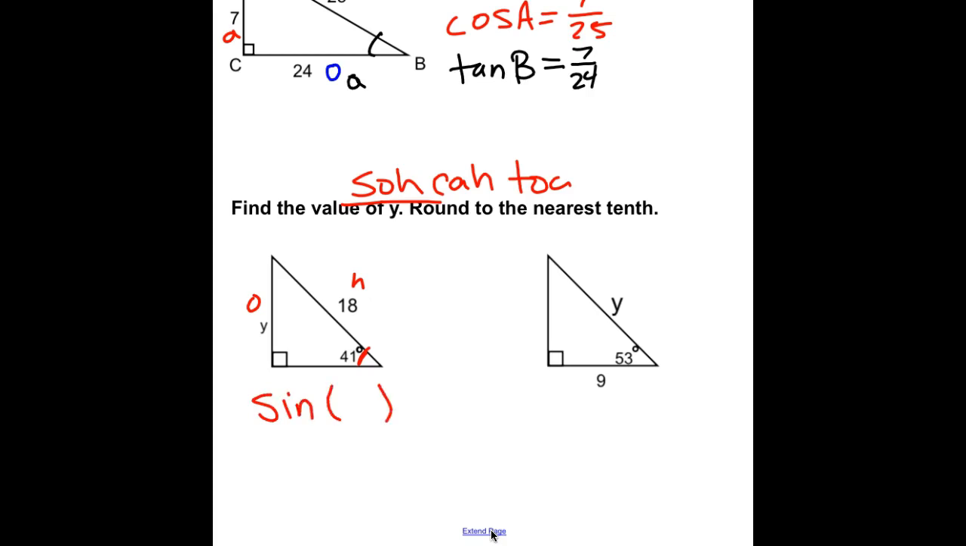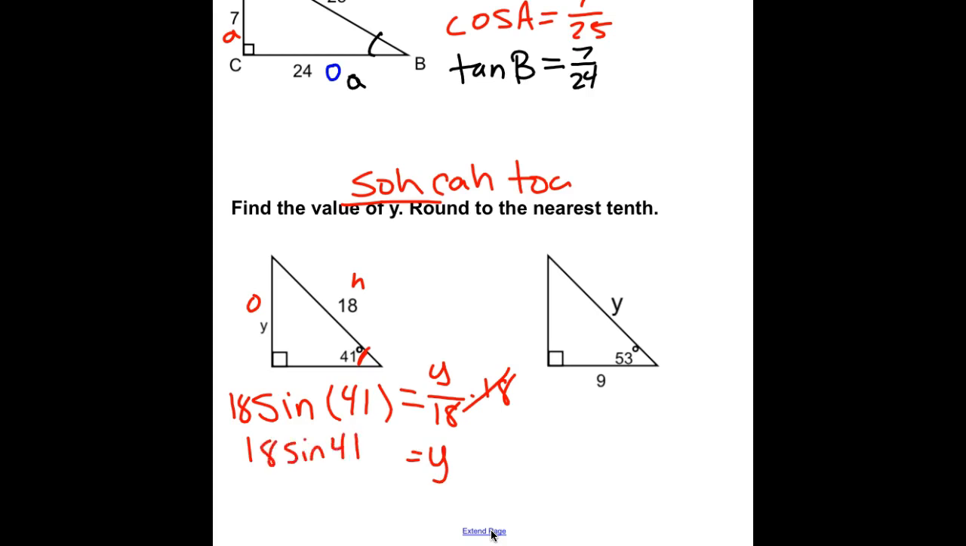Now, regular sine uses the angle measure. We have the angle measure of 41 degrees, so we just plug that in. And that equals the opposite side y over the hypotenuse 18. And we essentially just want to solve that equation for y. So if I'm dividing by 18, I would just multiply both sides by it. And y is just going to equal 18 sine of 41.